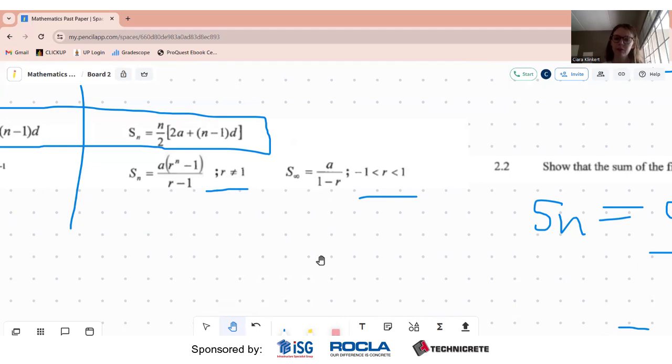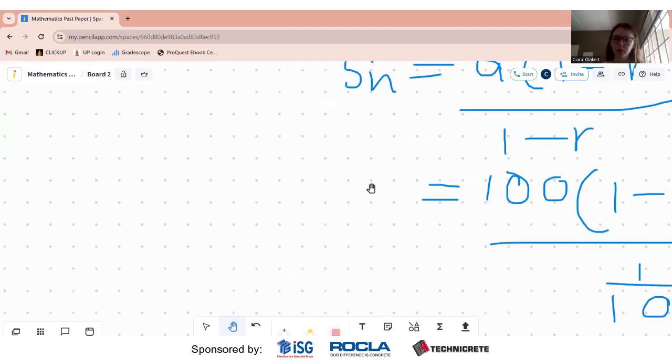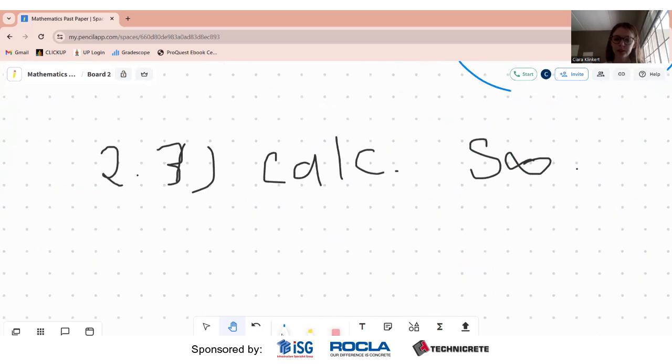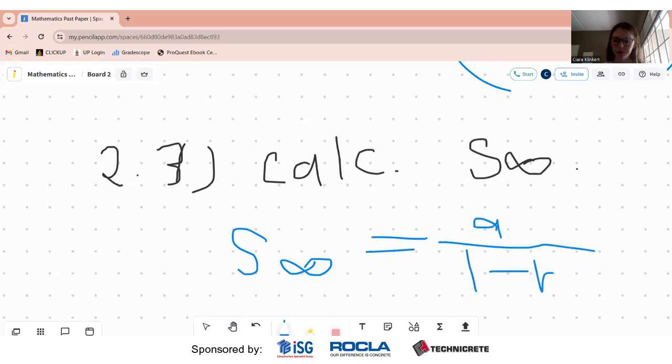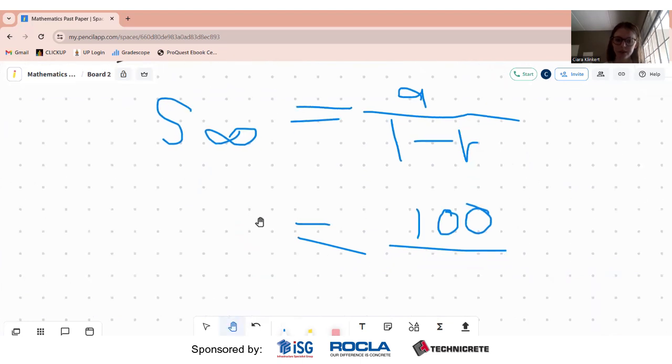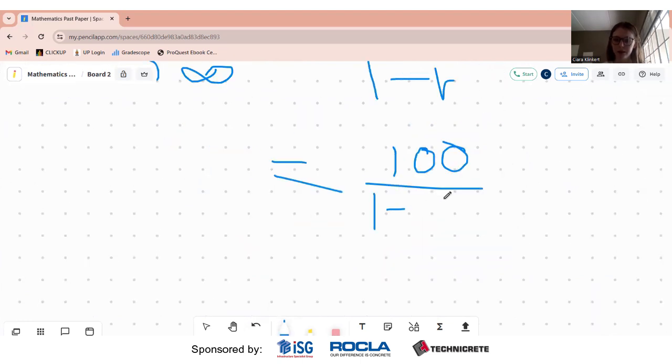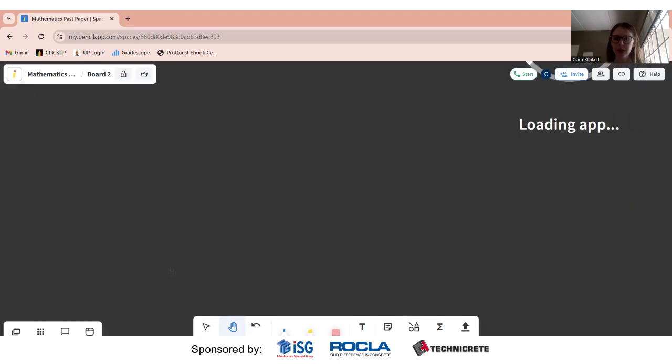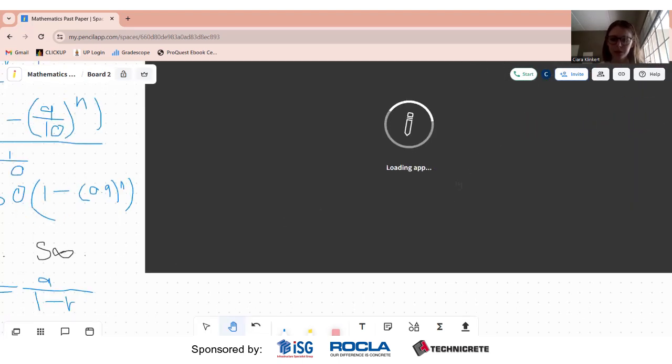So the sum to infinity is given by A over 1 minus R. So all we need to do is just plug in the values and solve. So the sum to infinity is equal to A over 1 minus R. And remember, A is our first term, which is X, which we calculated to be 100. And then R is 0.9 or 9 over 10. Okay. Now I'm going to plug this whole thing into my calculator. And let's see what we get.